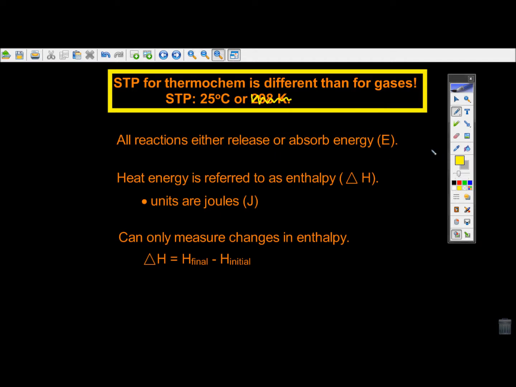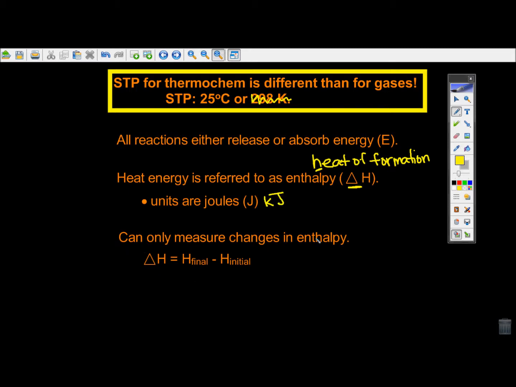Now, all reactions either release or absorb energy, and we want to measure how much energy we are taking in or giving off. Heat energy is also referred to as enthalpy, or heat of formation. That's where we get the H from in the heat. And it's the change in heat of formation. That's what this delta means. The triangle means change. Our units are going to be joules or kilojoules.